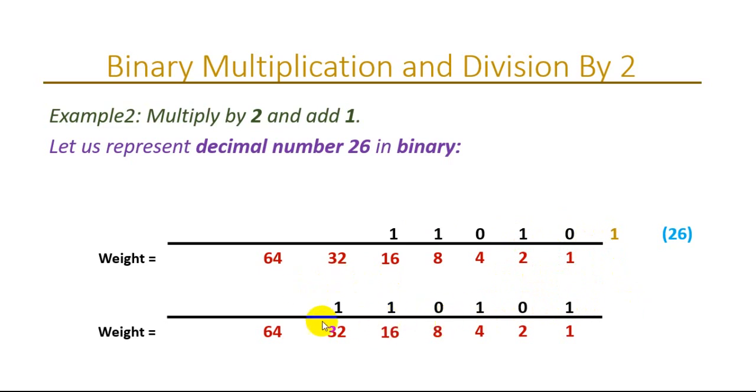So let's see what this new number is. We have 1 32, 1 16 and 1 4 and 1 1. Okay. So 32 plus 16 is 48. 48 and 4 is 52. 52 and 1 is 53. So if you calculate this and see, this is the binary value of 53. So 26 multiplied by 2 is 52, 52 plus 1 is 53. So by adding a 1 here, you are multiplying this number by 2 and also adding 1 to that.